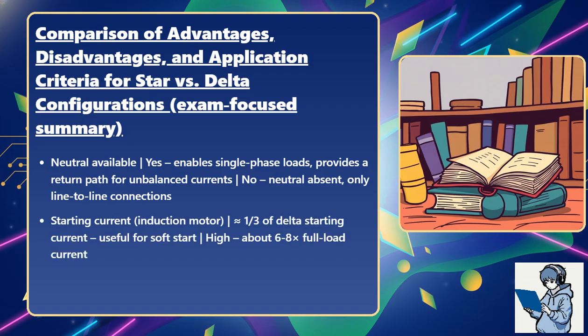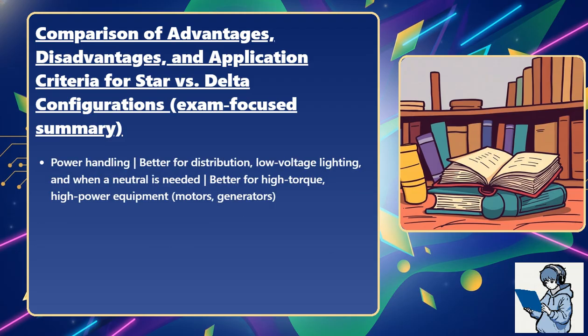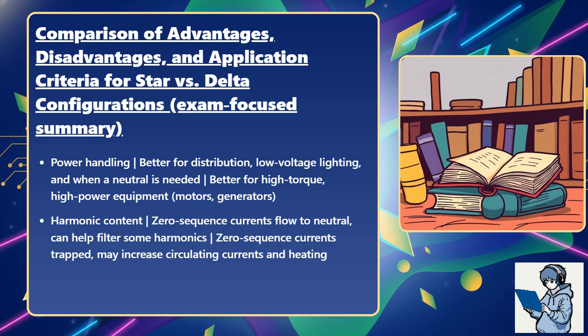Starting current: star, induction motor, approximately 1/3 of delta starting current, useful for soft start. Delta, high, about 6 to 8 times full load current. Power handling: star is better for distribution, low voltage lighting, and when a neutral is needed. Delta is better for high torque, high power equipment, motors, and generators. Harmonic content: in star, zero-sequence currents flow to neutral and can help filter some harmonics. In delta, zero-sequence currents are trapped and may increase circulating currents and heating.